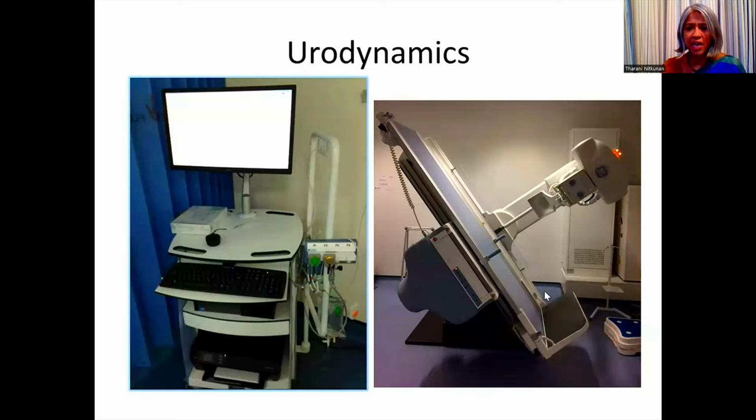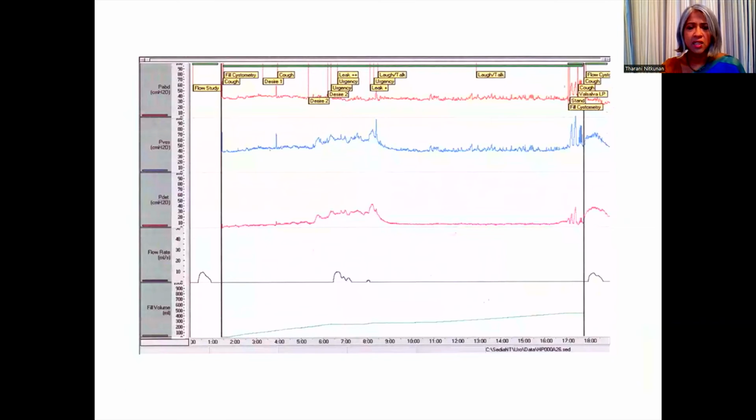So the patient is lying flat and then tilted after their lines are put in to enable a more physiological fill. And this is a sort of standard trace that you can get from invasive urodynamics. Here is the abdominal pressure, the vesical pressure, and then the subtracted detrusor pressure. And here you can see a phasic detrusor contraction or detrusor overactivity with associated leak and associated symptoms.